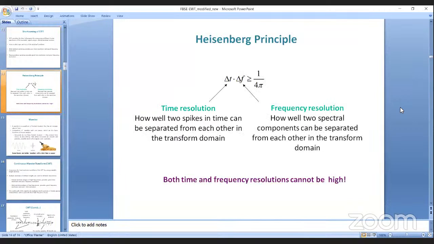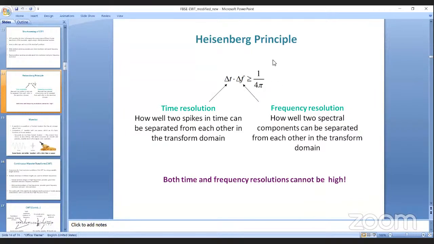The use of a window is also associated with the Heisenberg uncertainty principle. It says delta t times delta f is greater than or equal to 1/4π. Delta t is the spread of the signal in the time domain, and delta f is the spread of the signal in the frequency domain. Delta t is also known as the duration of the signal, and delta f is also known as the bandwidth of the signal. So the duration and bandwidth product is bounded by some fixed number, 1/4π.